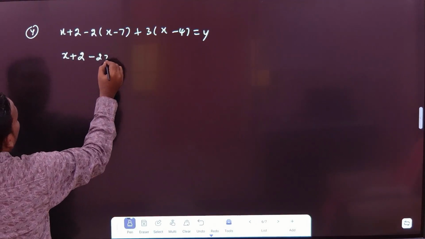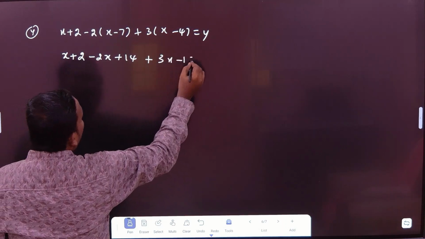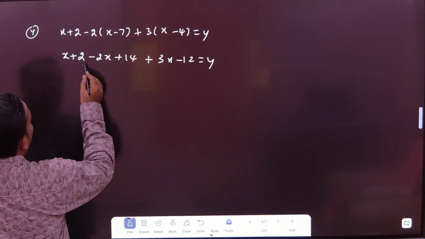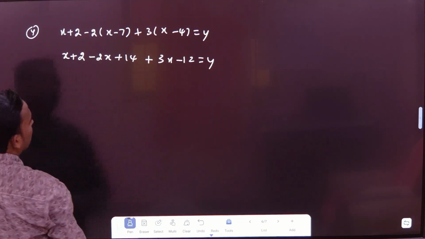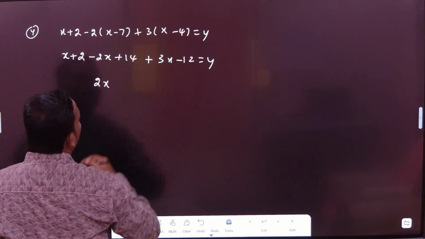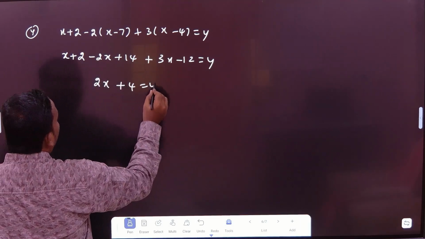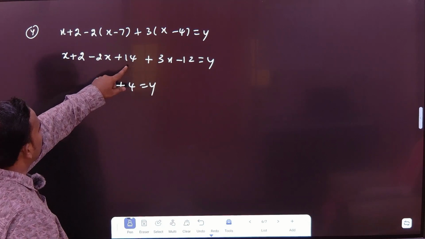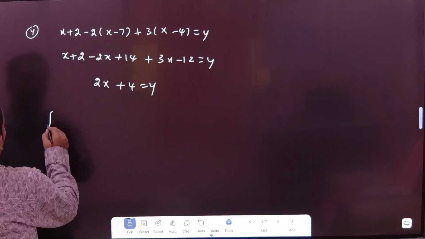You simplify this quickly. x plus 2 minus 2x plus 14 and plus 3x minus 12 is equal to y. Clear? Then you can simplify this. You can see minus 2x plus x is minus x, plus 3x is plus 2x, and 14 minus 12 is 2, plus 2, it is 4. So y is equal to 2x plus 4. Clear? Check it again. Yes.